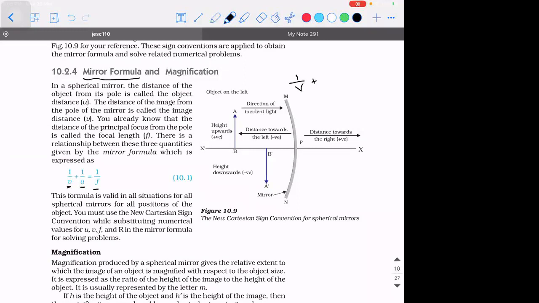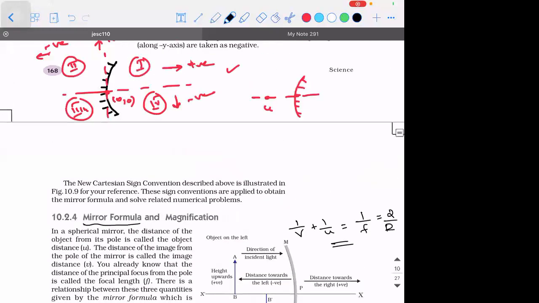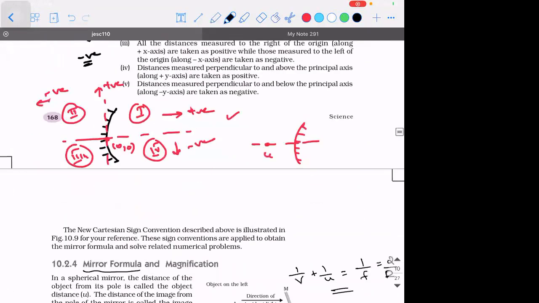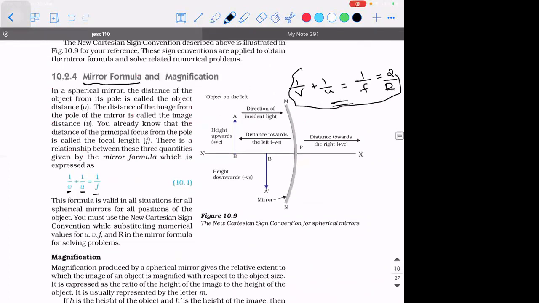So 1 by v plus 1 by u is equal to 1 by f, or this can also be written as 2 divided by r. Why did I write it like this? Because f is equal to r divided by 2. I hope everybody knows this, right? Sometimes in the question, instead of giving you the focal length, they'll give you the radius of curvature. At that time, you should not think on how to calculate the image distance or anything. It is just 2 by r that you need to use.